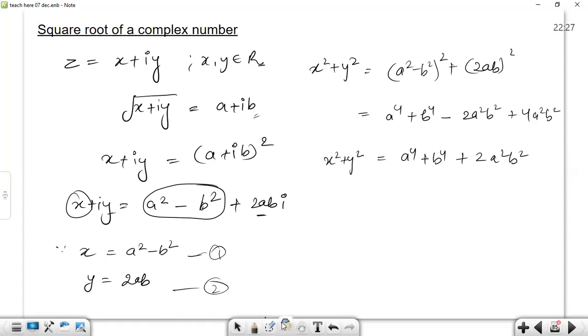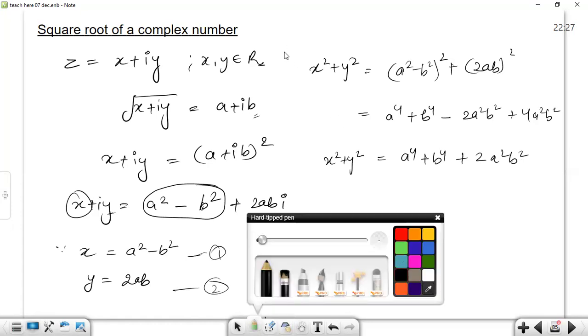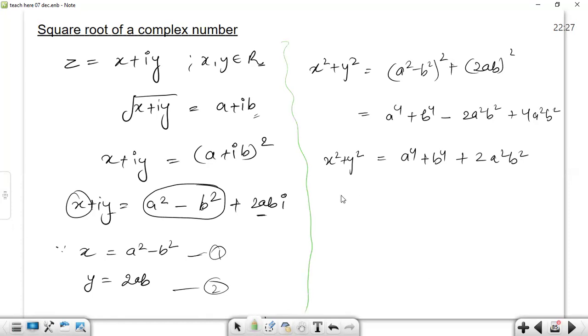Is this an identity for something? What is a square plus b square? If we say a is a square here and b is b square here, there is an identity which is making up. Getting it?